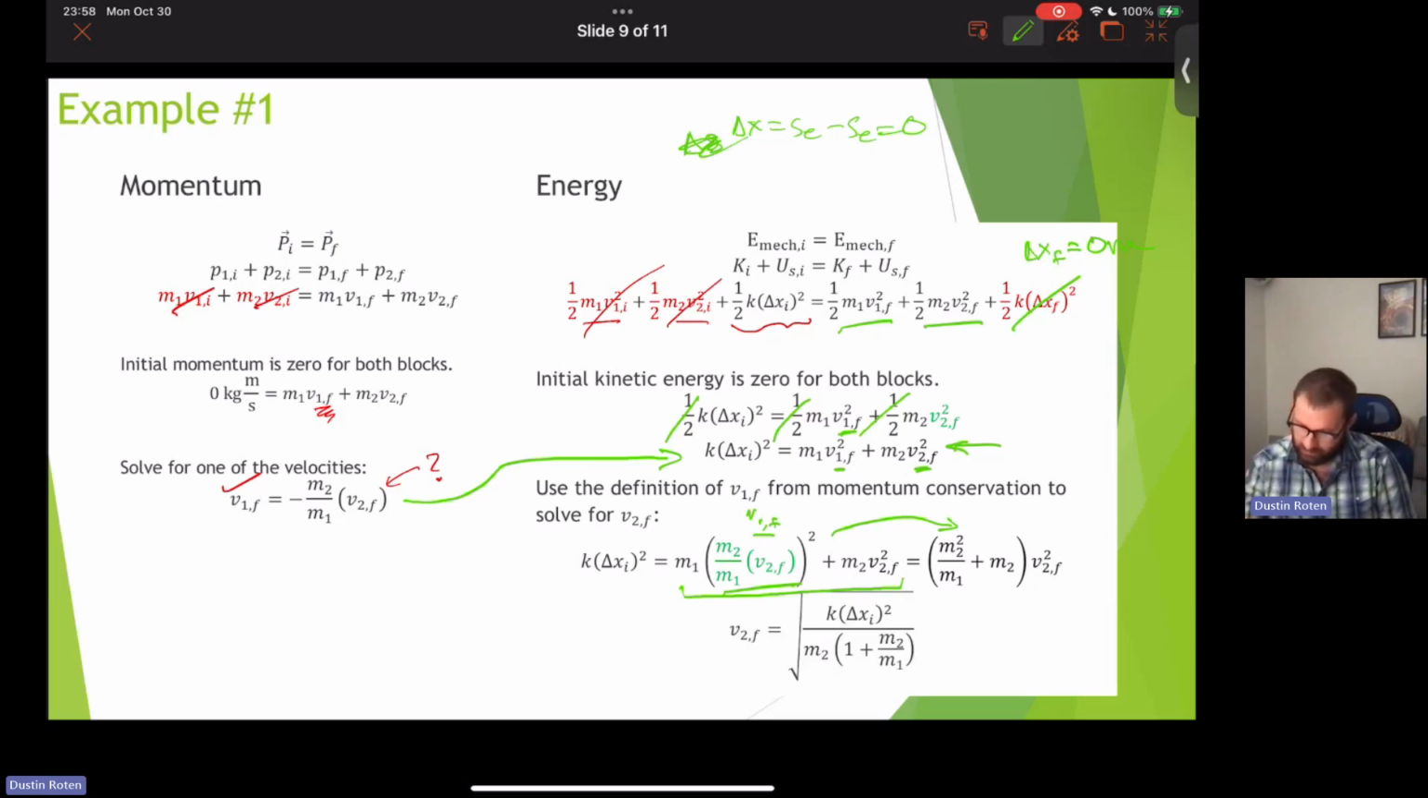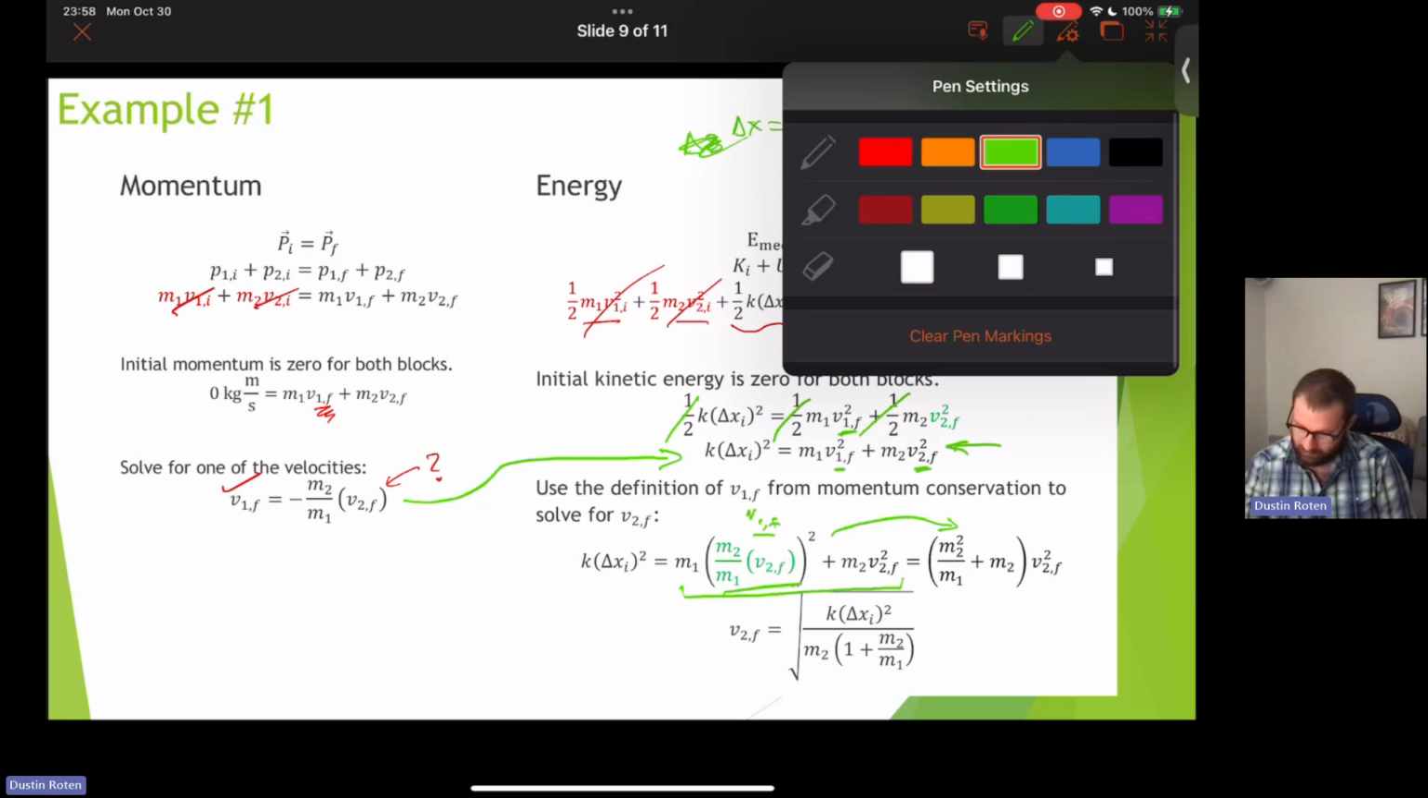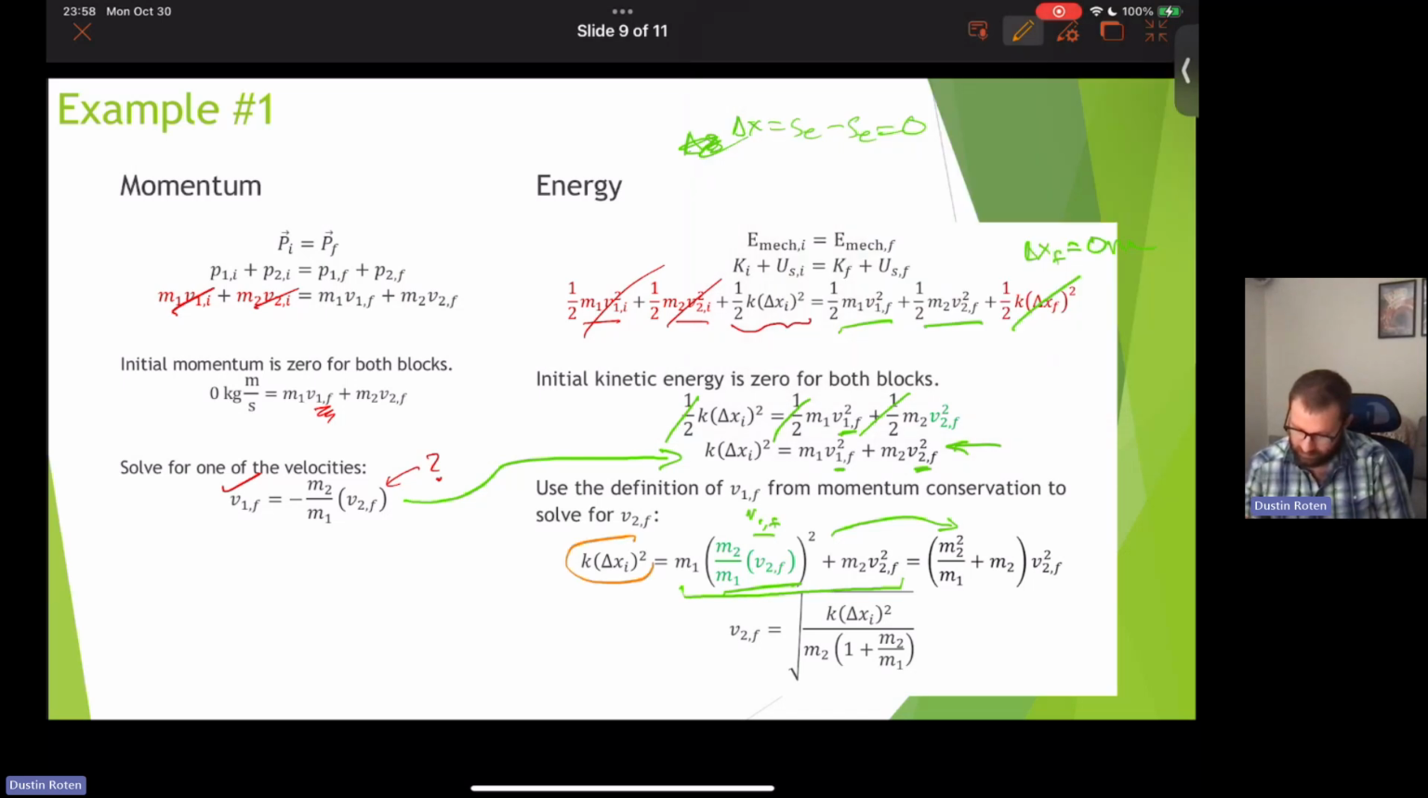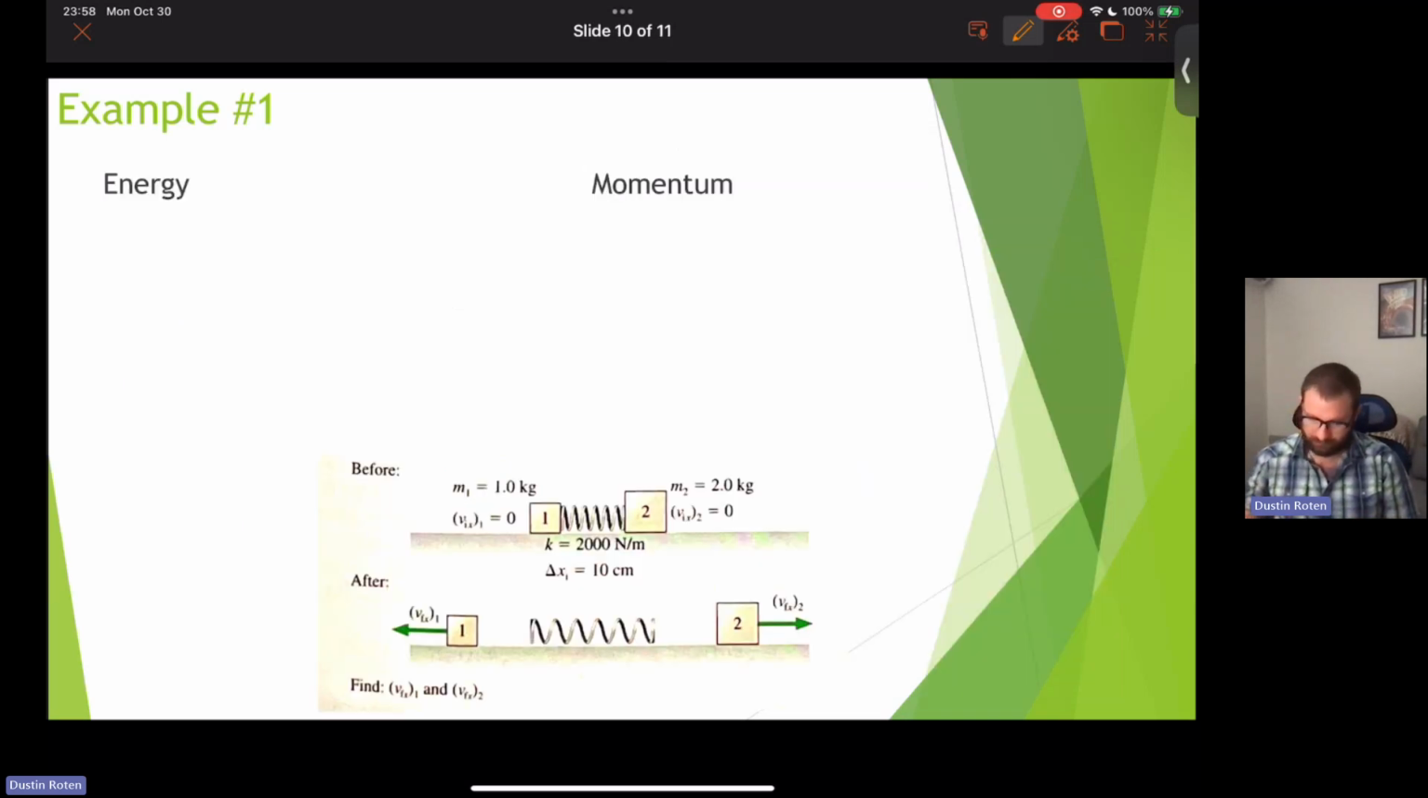Okay, so I'm going to take this piece, and I know it equals this piece. I've just done some algebra in between since I've plugged in my V1 final, and now I'm just going to solve for V2. Okay, so I get this kind of gross equation, but it's just some algebra. It's not terrible. So this is my calculation for my final velocity of the second block.